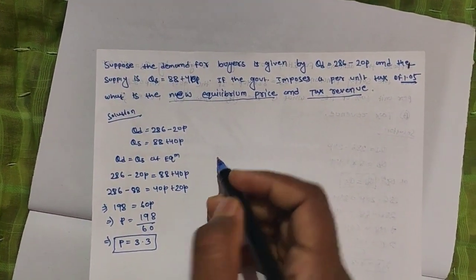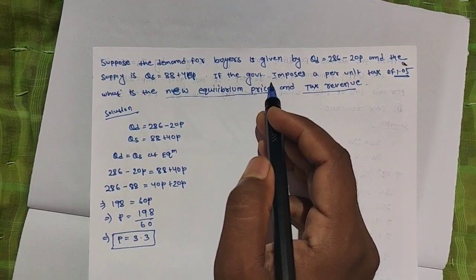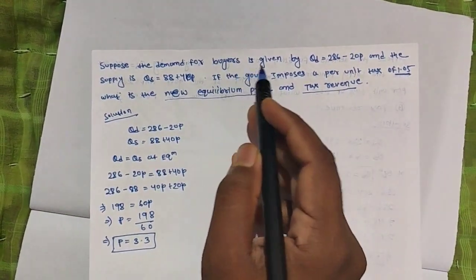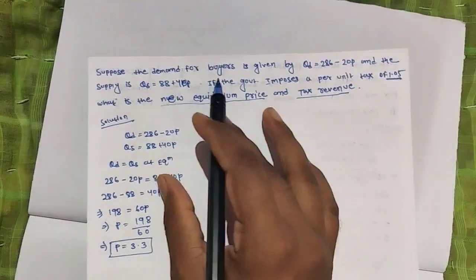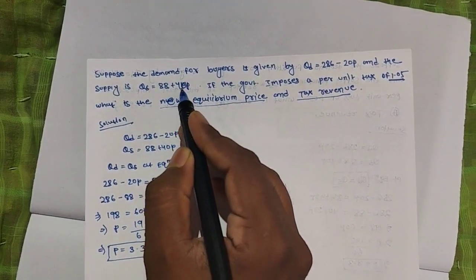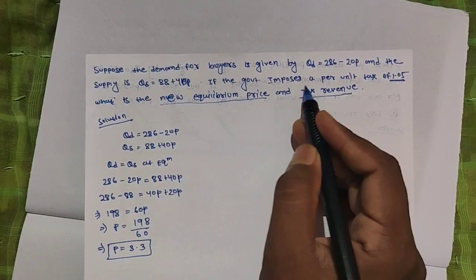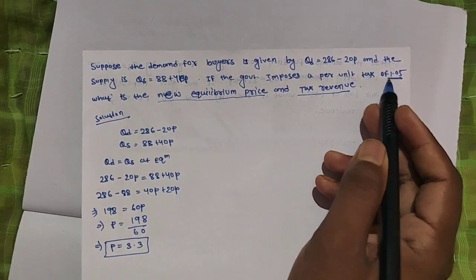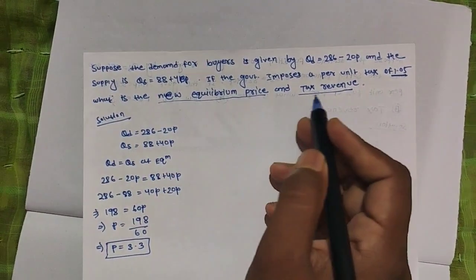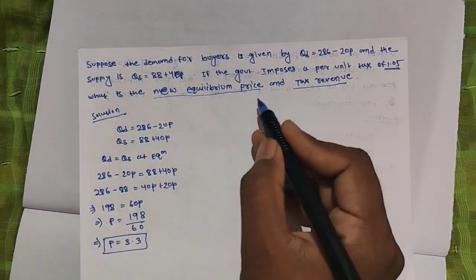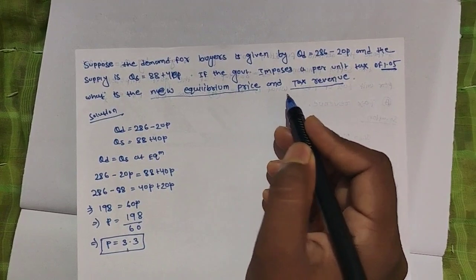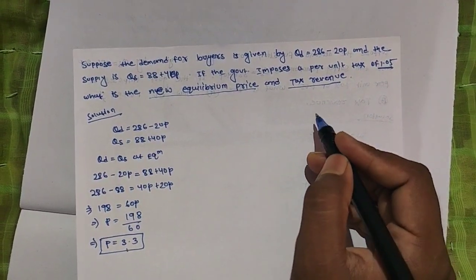Here is a question on demand and supply. Suppose the demand for buyers is given as quantity demanded is 286 minus 20p, and the supply function is given as 88 plus 40p. If the government imposes a per unit tax of 1.05, then what is the new equilibrium price and what is the tax revenue? The question is asking about the new equilibrium price after the imposition of tax, and what is the tax revenue after the imposition of tax.